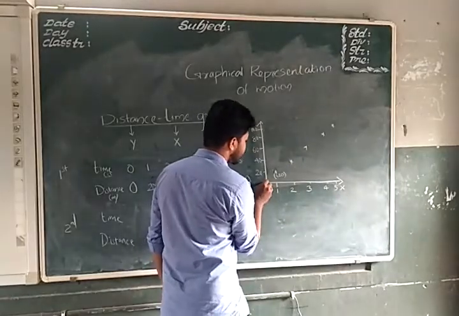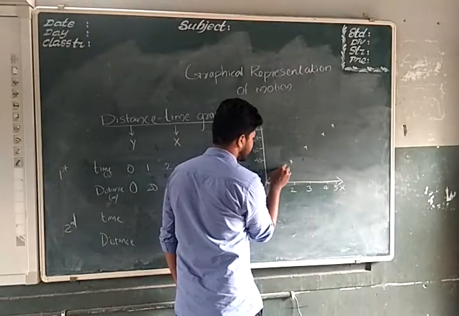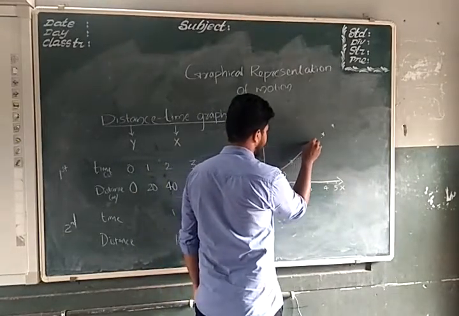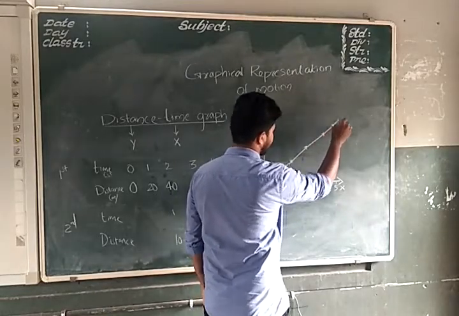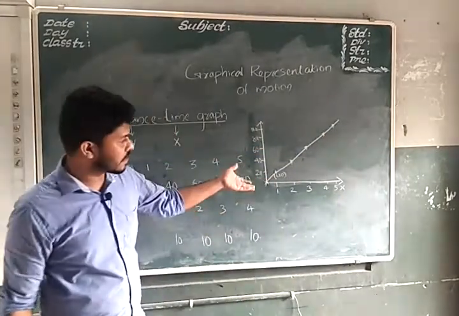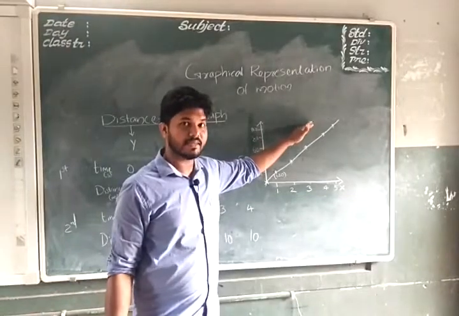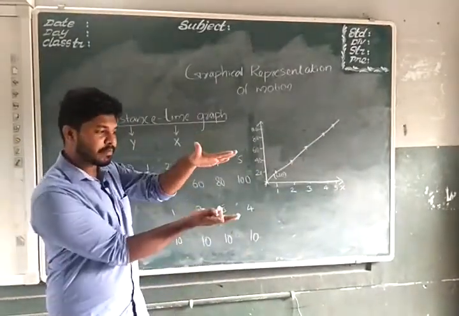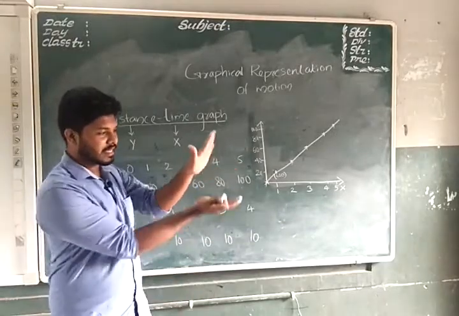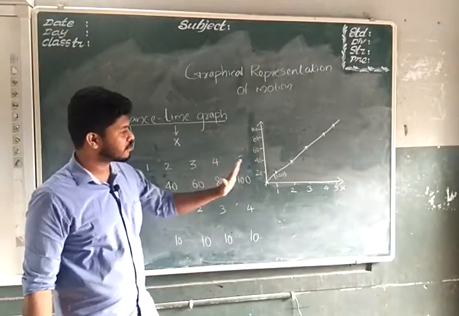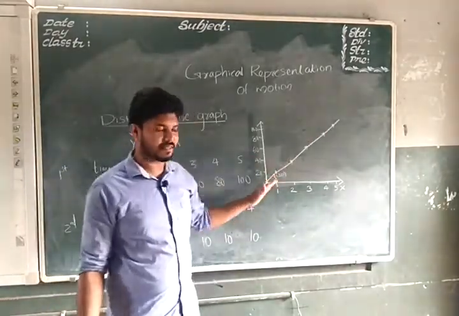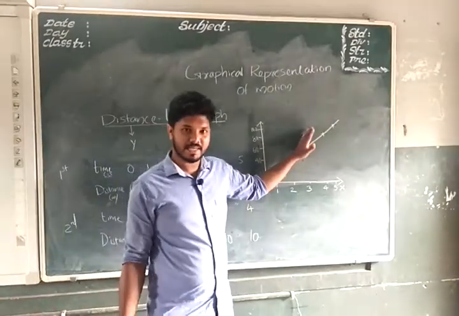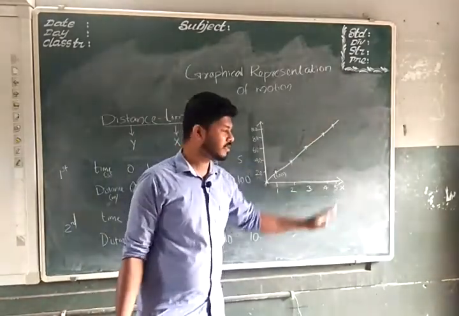And when we join these points, if you draw it with a scale, you will get a straight line inclined to the x-axis. In the first case, it was parallel to the x-axis, and in the second case, it is inclined to the x-axis. There is an inclination, isn't it? The line is again a straight one, but is inclined to the x-axis.